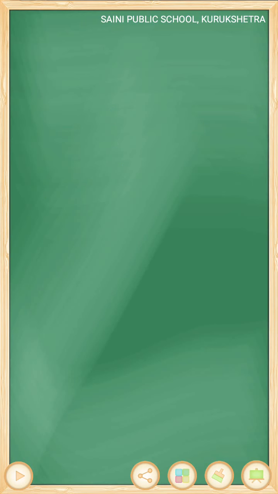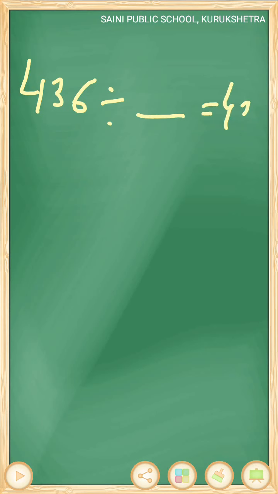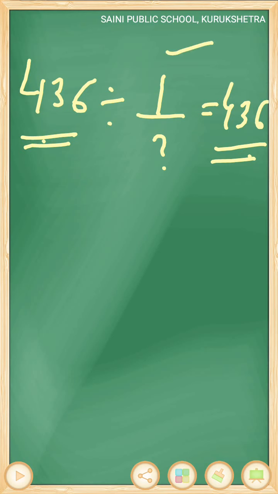Okay, let us discuss some more examples. Suppose I am writing here 436 divided by dash is equal to 436. Then what will be the answer here? Now here the dividend is 436 and the quotient is also 436. Now this is our first property. You can see carefully, dividend and quotient are the same according to the first property. When a number is divided by 1, then the quotient is the number itself. So we can write here directly 1.